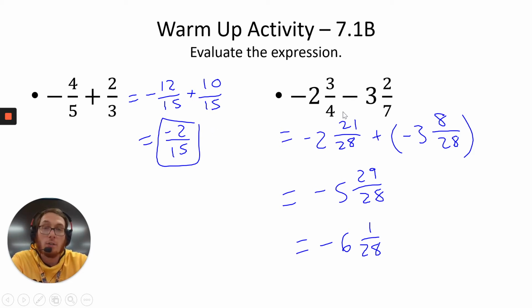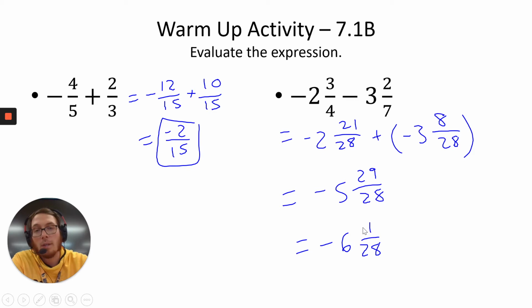For the second one, you could make things improper if you want, so don't think that that's a bad idea. It might take a little bit longer, but you could do that. You could also make things into mixed numbers and just find a common denominator and just add the pieces together. When I do that, the key is when I get the answer, I get 5 and 29 over 28.